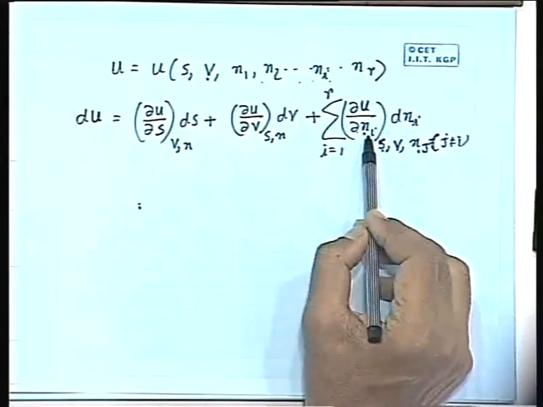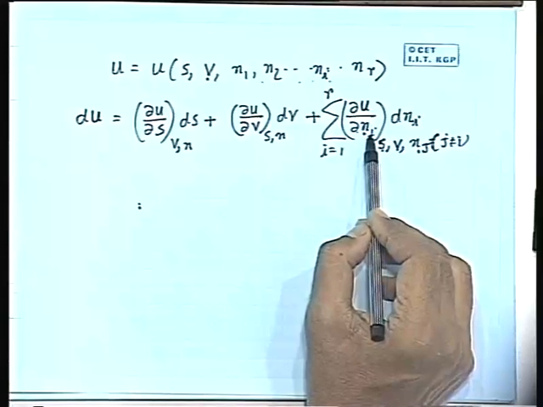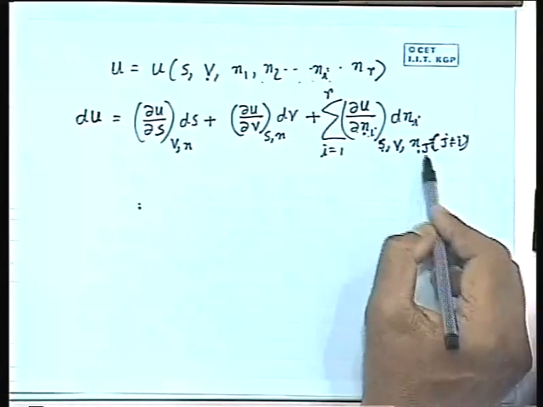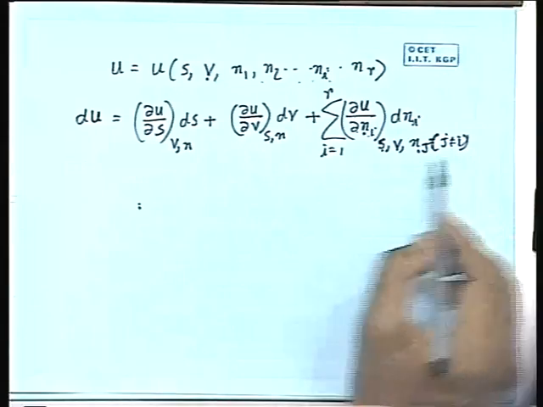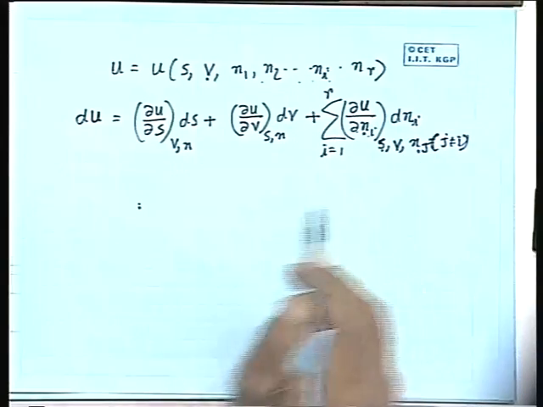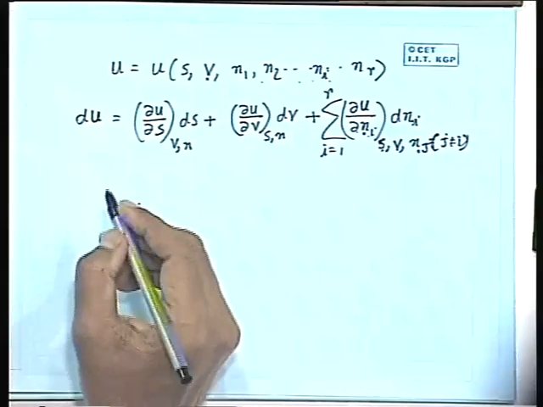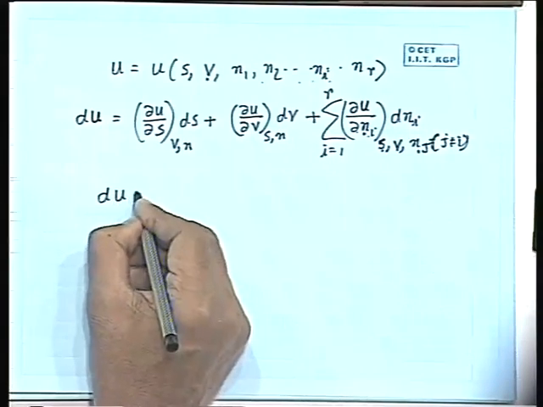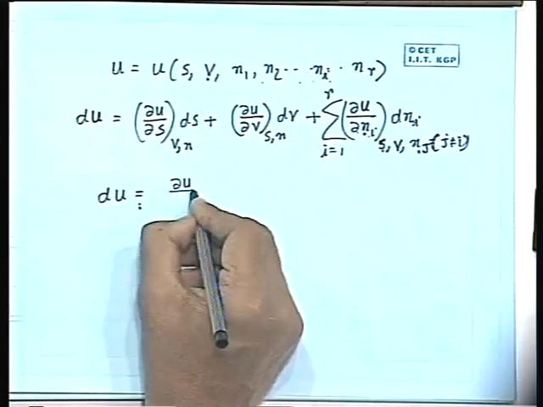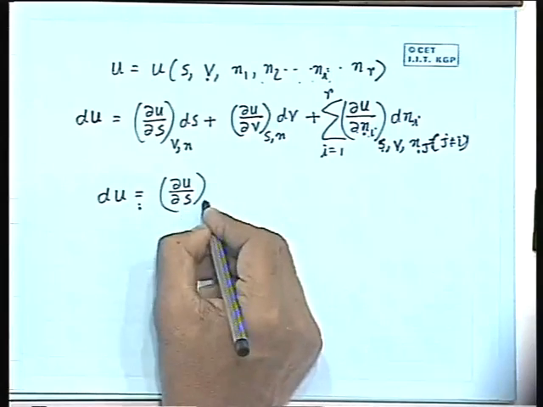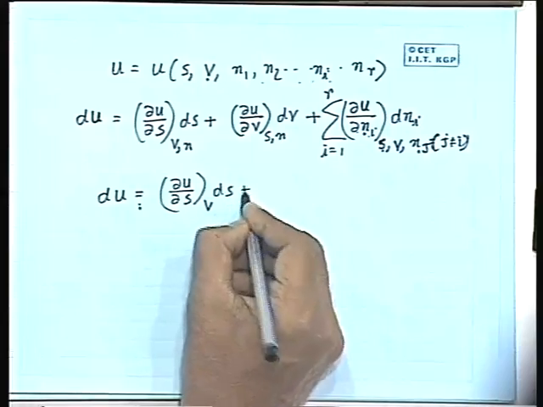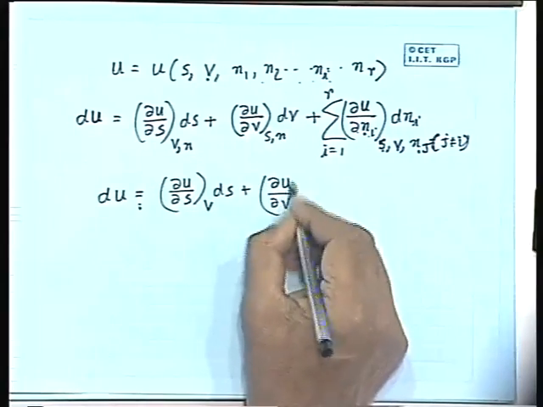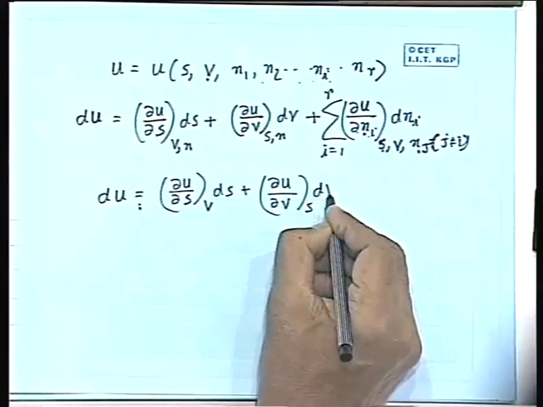That means, when we take a differential with respect to the number of moles of the ith constituent or ith component, then the composition of all other components remains the same. All right. So, we can write this equation. At the same time, we know that for a single component system, du is del u del s at v ds for a single component, where n is constant. That means, these two terms, del u del v at s dv.